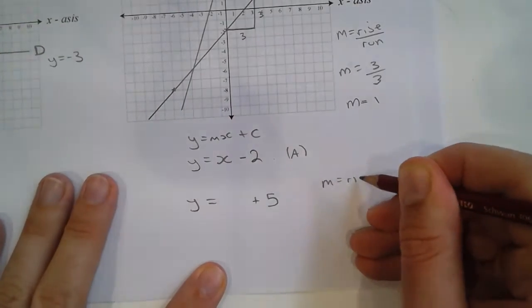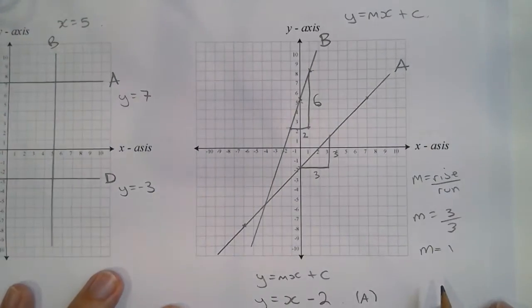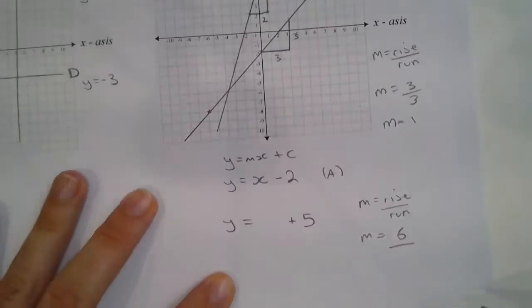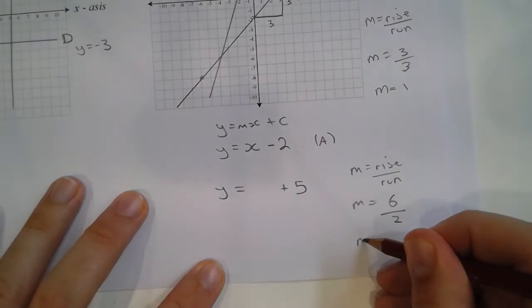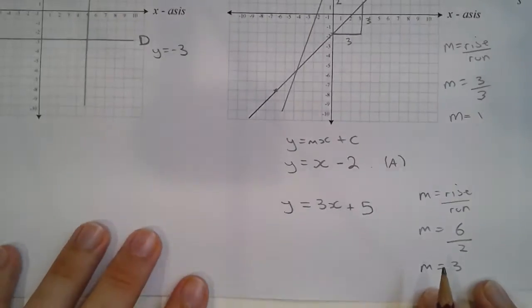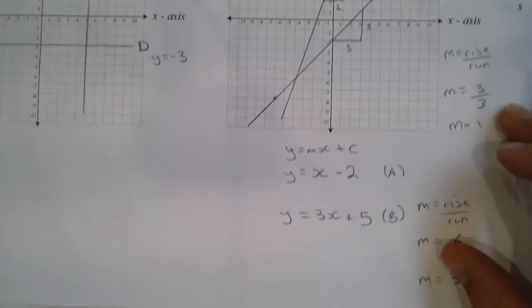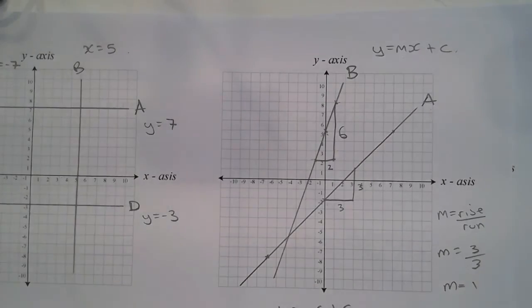M equals rise over run. M equals, well, the rise is 6 high and the run is 2. 6 divided by 2 is 3, which means my gradient is 3. And that's the equation of line B. So A, y equals x minus 2, and B was y equals 3x plus 5.